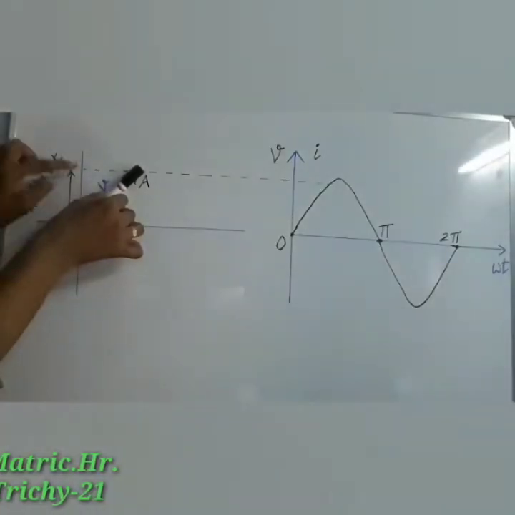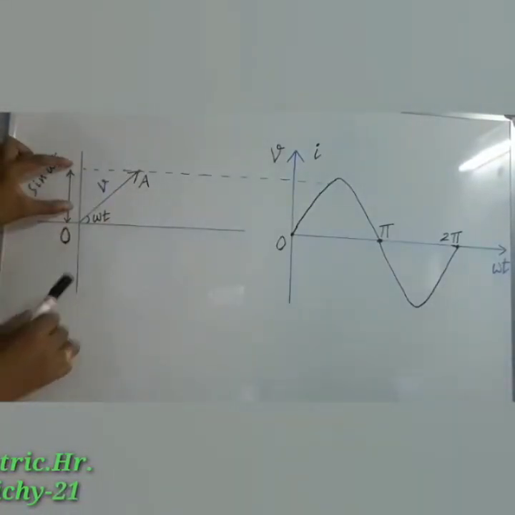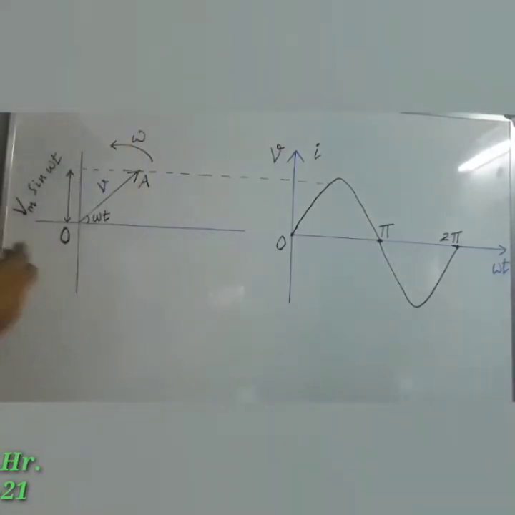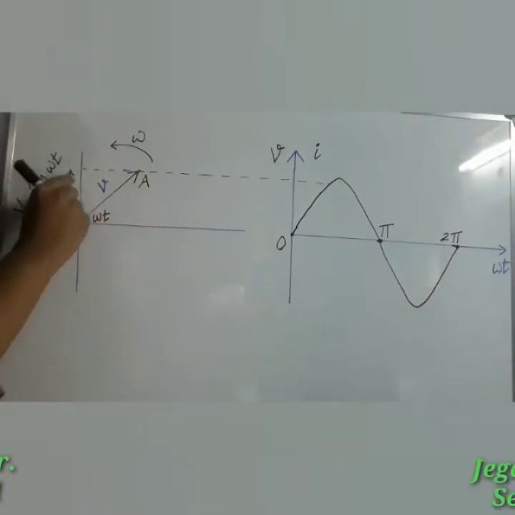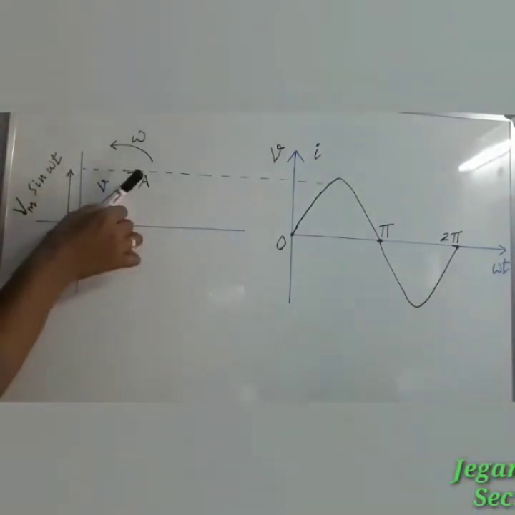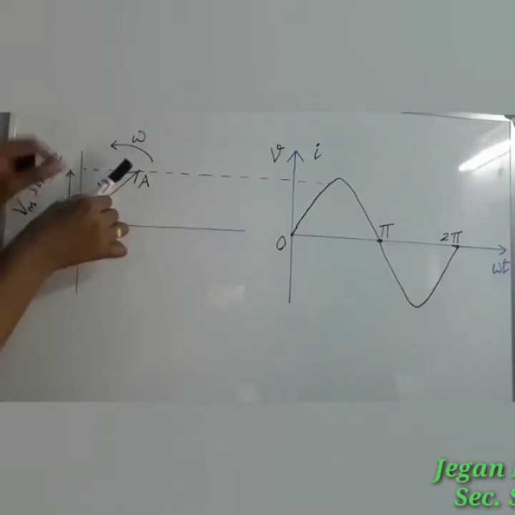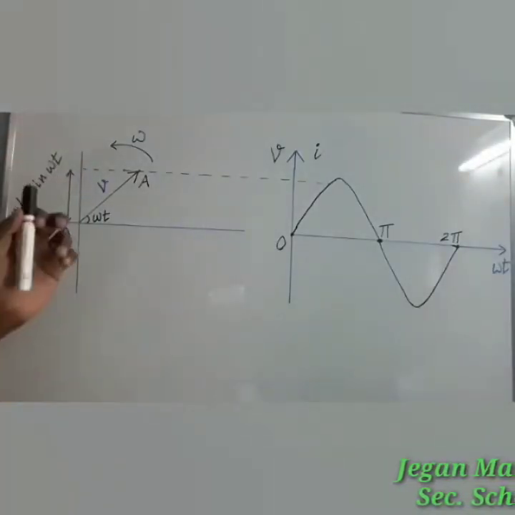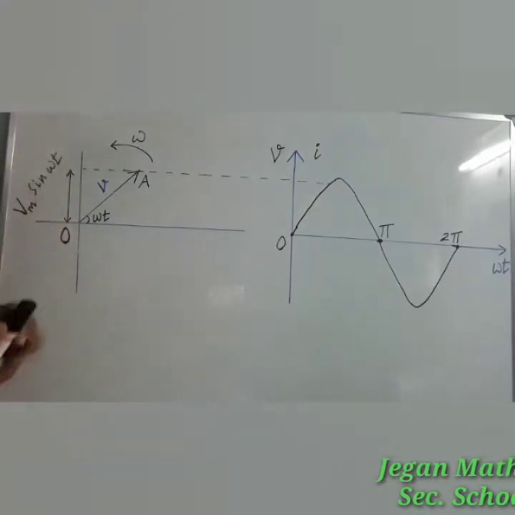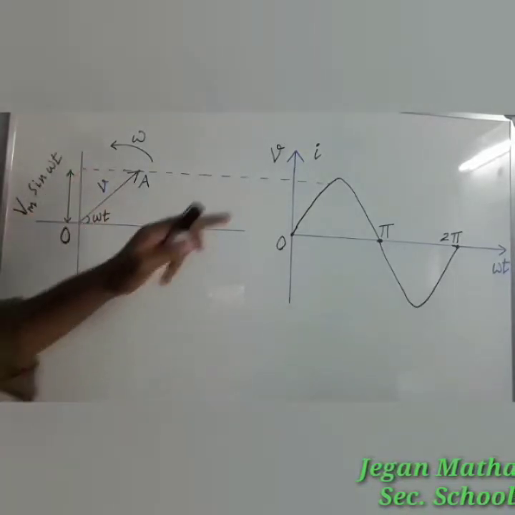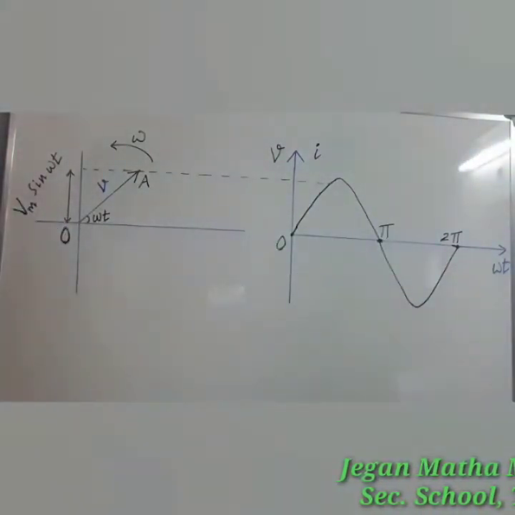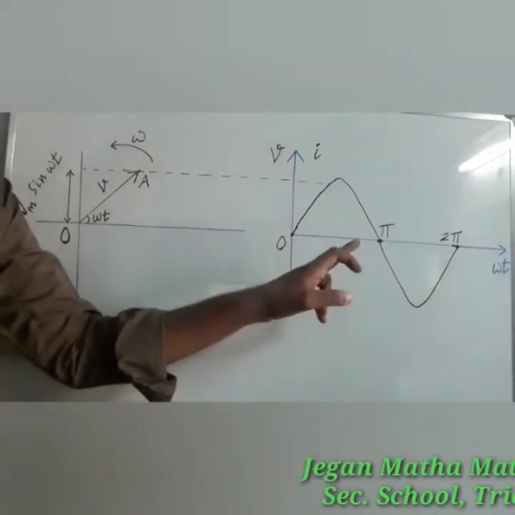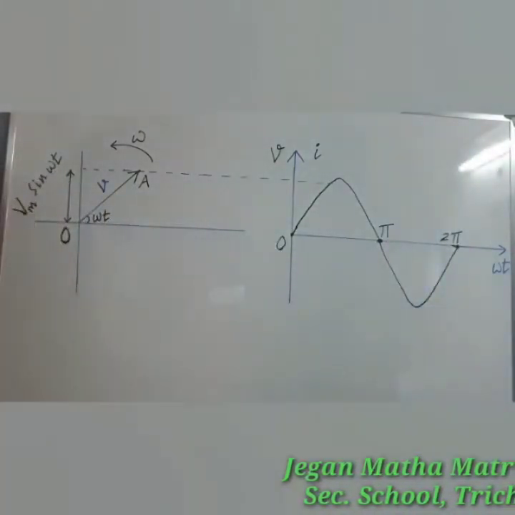The vector OA here now gives only the instantaneous value of the voltage. Now it is increased. Omega is angular velocity. If it moves, the projection value also increases. When OA rotates about O with the angular velocity omega in an anti-clockwise direction, the waveform of the voltage is generated. For one full rotation of OA, one cycle of voltage is produced.